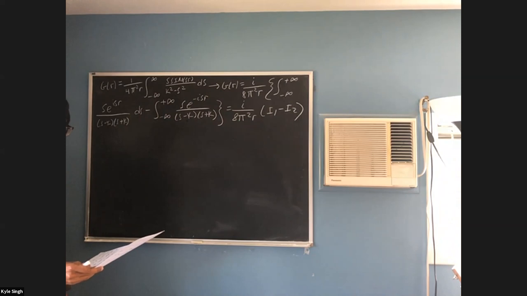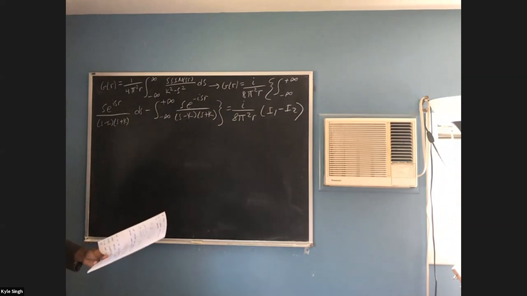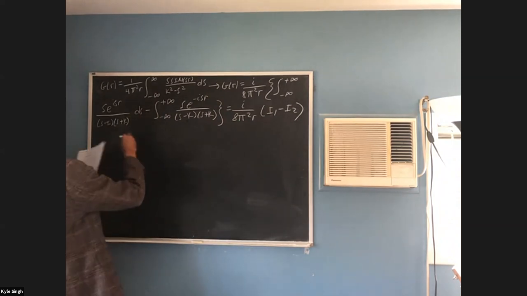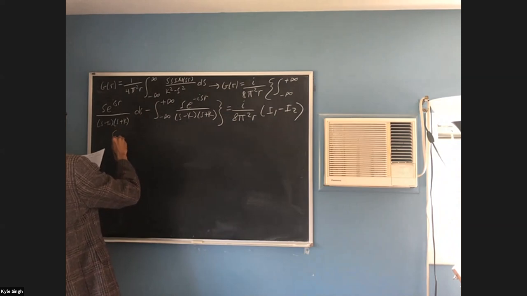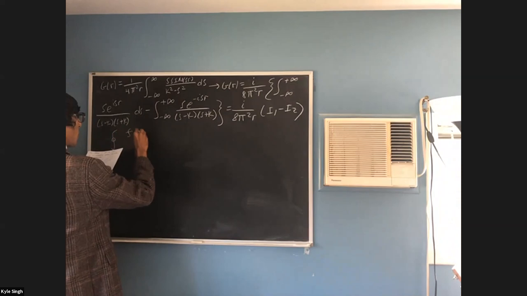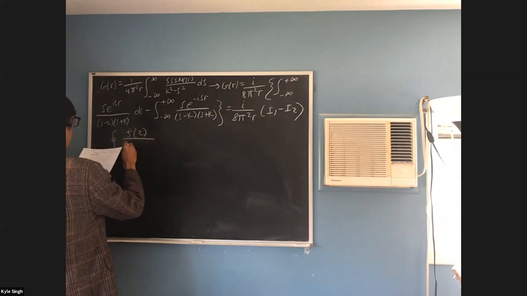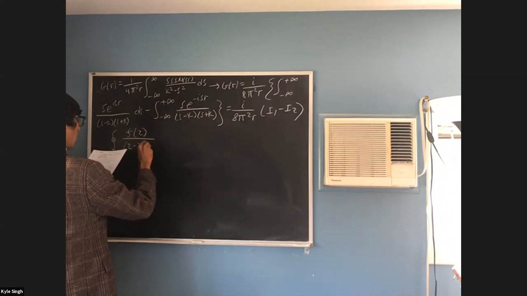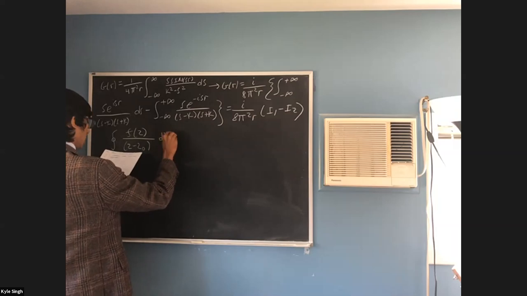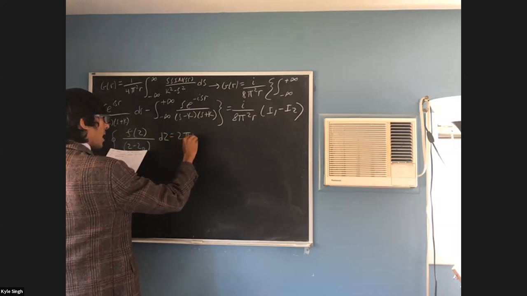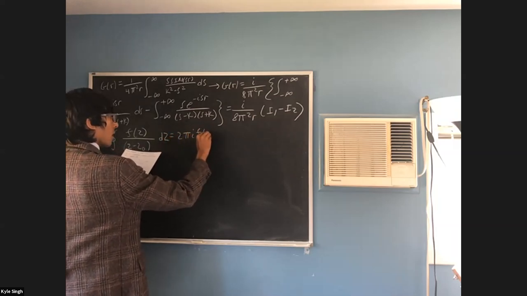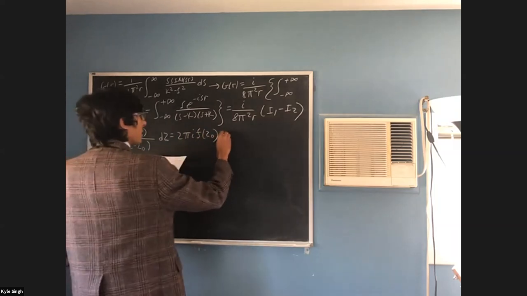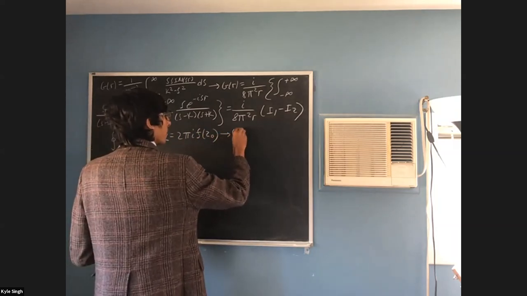So now we need to evaluate this first integral and the second integral. This is a little difficult to do. The way we're going to evaluate these is using Cauchy's formula, or Cauchy's theorem, which goes like this. It's this weird integral sign, which I'll explain. If you have the form f of z over z minus z naught, dz, you get 2 pi i f of z naught. So this is Cauchy's theorem.